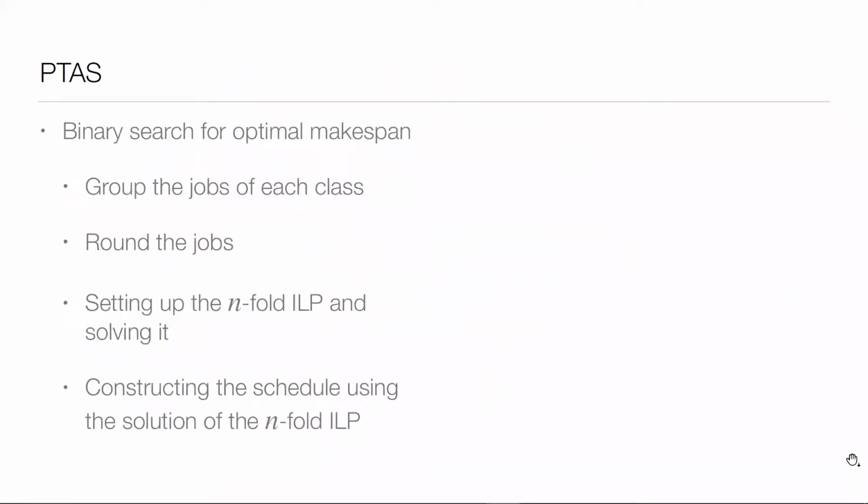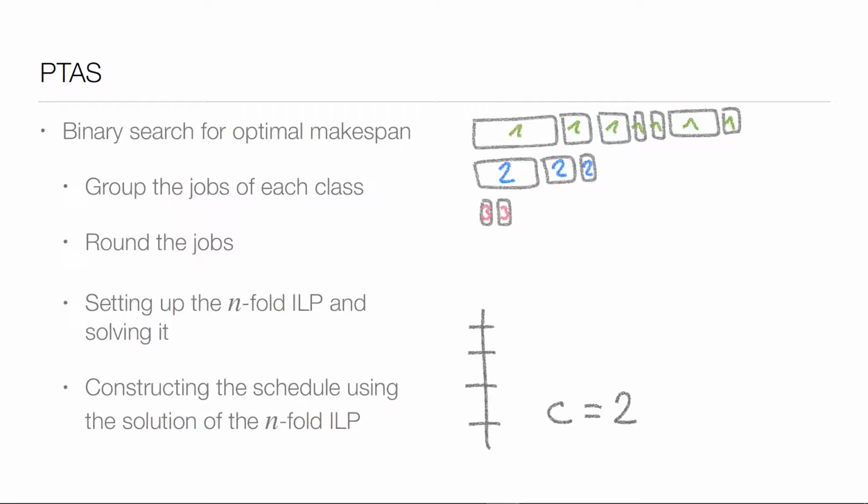So let us turn our attention to the PTAS now. Of course, at first we need to have an instance, which could, for example, look like this, where we have 3 classes for machines and a class restriction of 2. Now we start again with a binary search for the optimal makespan, where, in contrast to before, the whole remaining algorithm is contained inside this binary search.